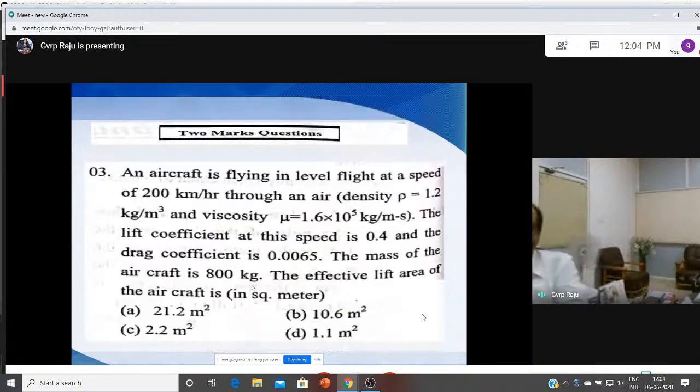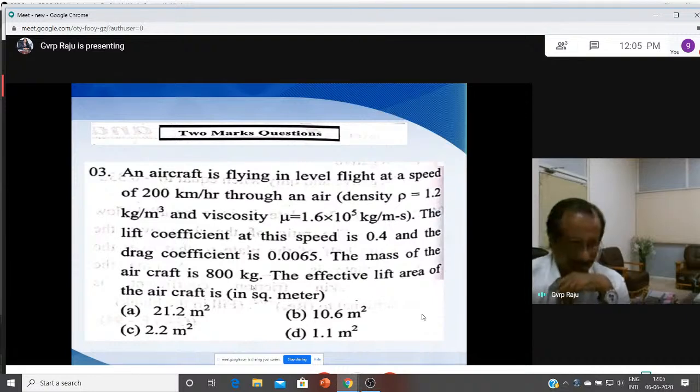And then a 2 marks question. An aircraft is flying in level flight at a speed of 200 kilometers per hour through air of density 1.2 kg per meter cube and viscosity mu equal to 1.6 into 10 power minus 5 kg per meter second. The lift coefficient at this speed is 0.4 and the drag coefficient is 0.0065. The mass of the aircraft is 800 kg. You are asked to find the effective lift area of the aircraft.